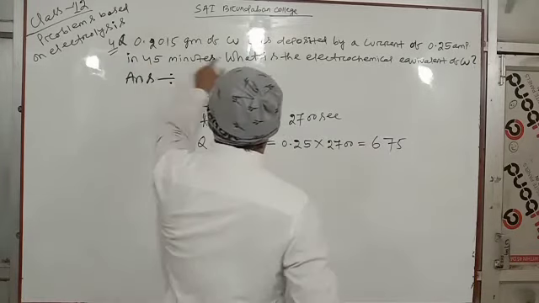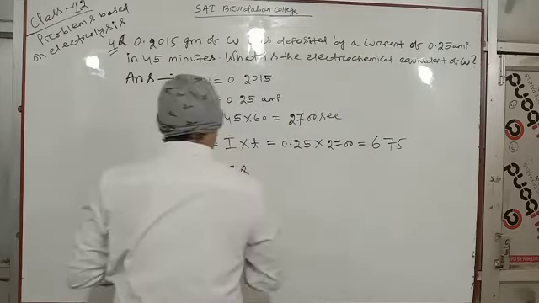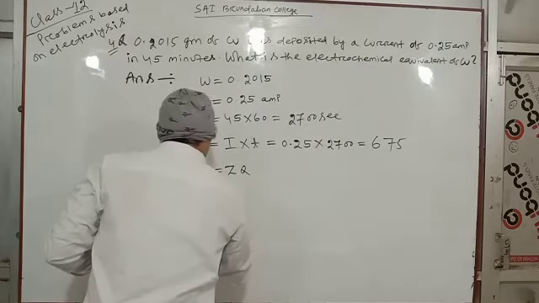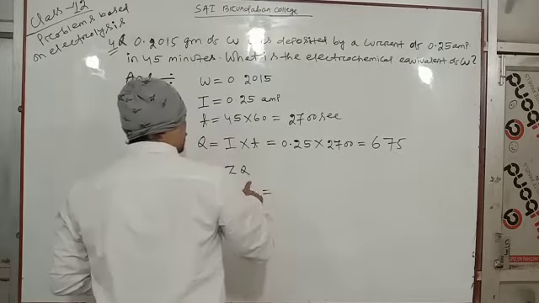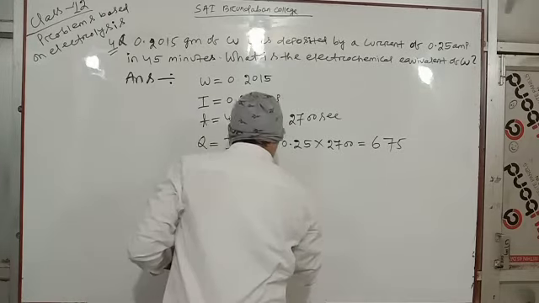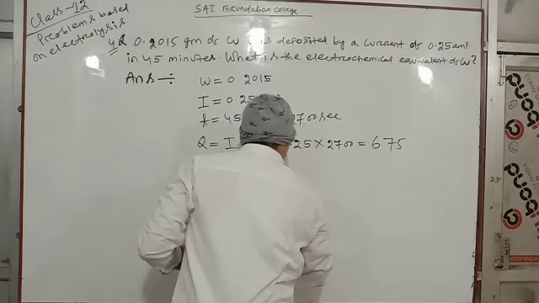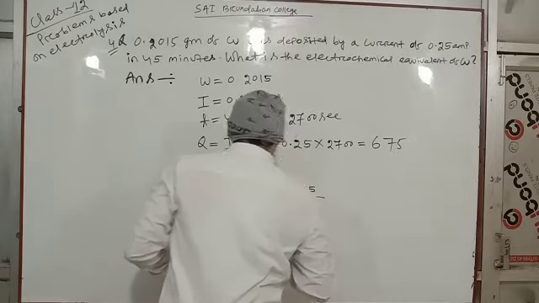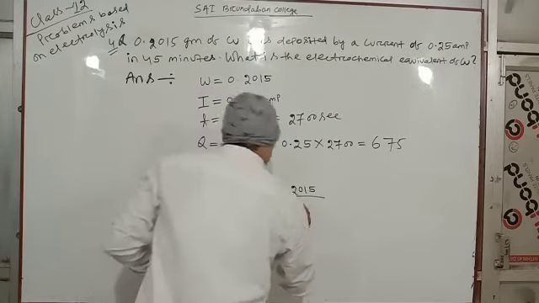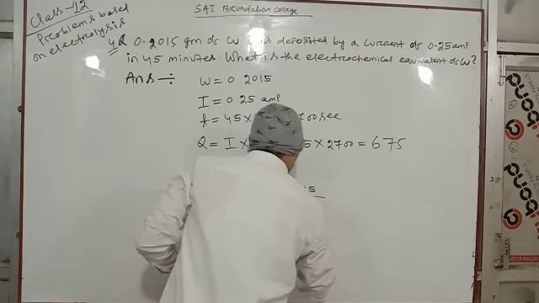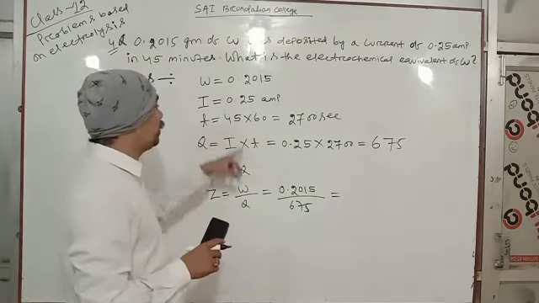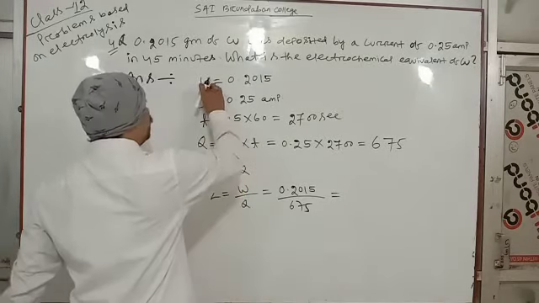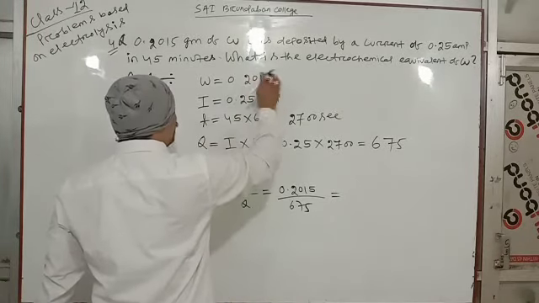What is the electrochemical equivalent of Cu, that is Z equal to W by Q. W is 0.2015 divided by Q, which is 675. So this is the manual method you have to always adopt. W is given as 0.2015 gram.